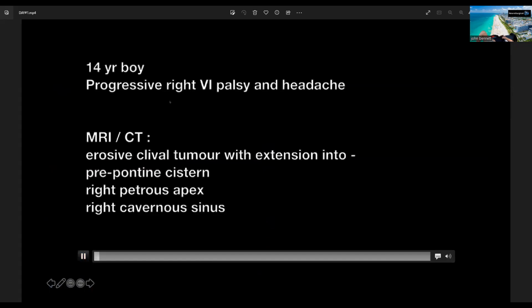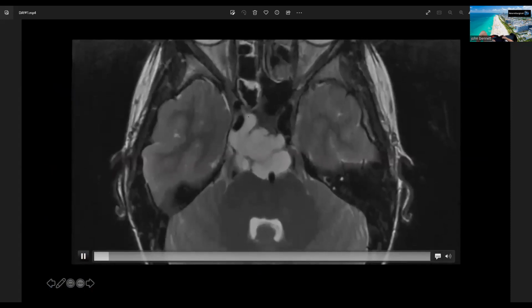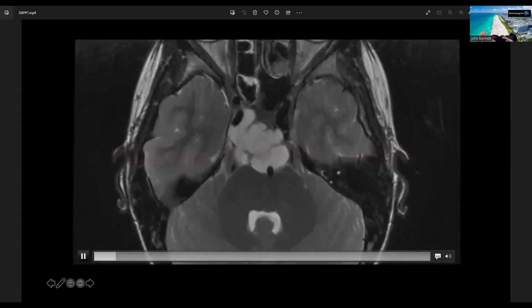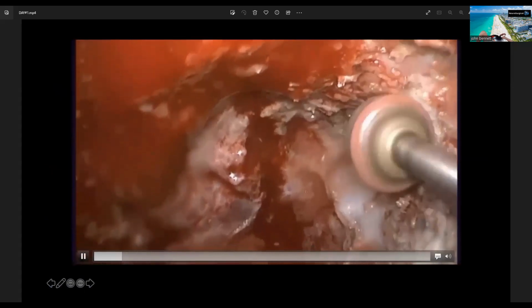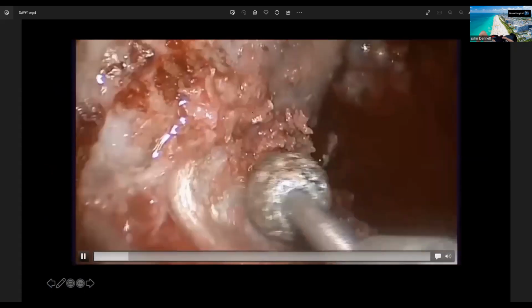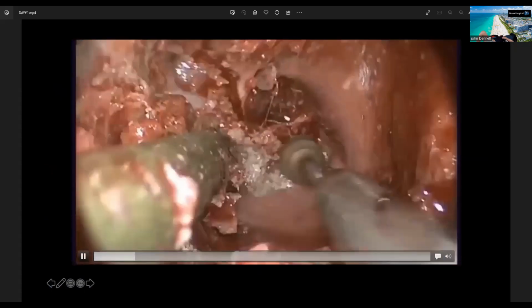This is a pediatric case with a sixth nerve palsy. And this is a tumor that is intradural. You can see it's in the cavernous sinus. It is medial to the carotid in the cavernous sinus, going to the petrous apex, and reaches the prepontine space. The initial part may be blurred a little bit, but we drill the remnant bone of the clivus and identify the paraclival carotid on each side.